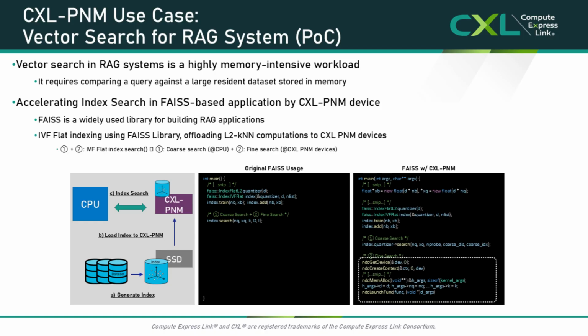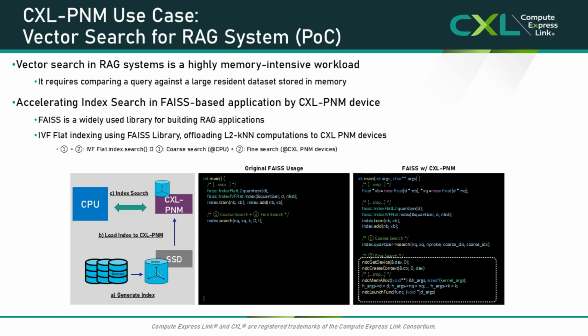So let me now introduce a concrete use case, vector search in a RAG system. RAG is widely used in modern AI applications. It retrieves relevant information from a large database before generating an answer. So vector search is the core operation in RAG. It compares a query against a large number of stored vectors to find the closest matches. This is a highly memory-intensive workload.